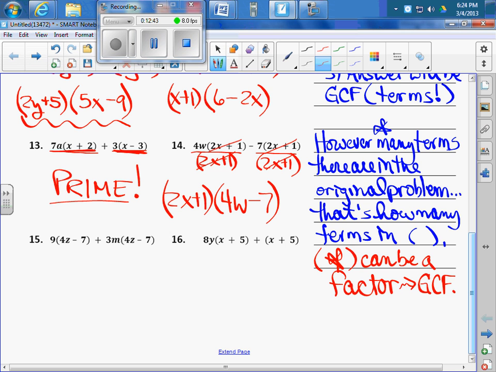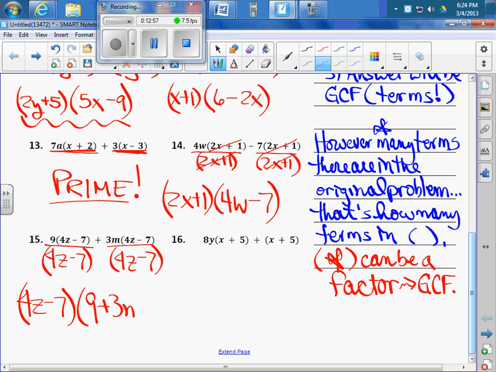In number 15, we have 4z minus 7. Here we have 4z minus 7. So factoring it out, we get 4z minus 7 times the quantity 9 plus 3m.